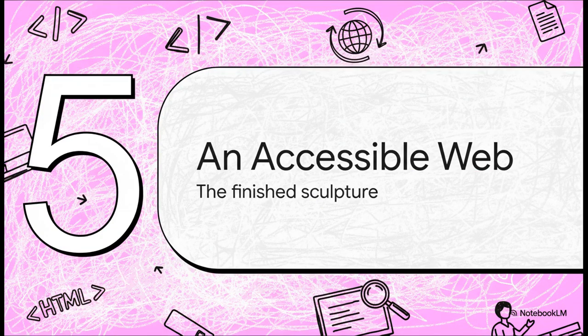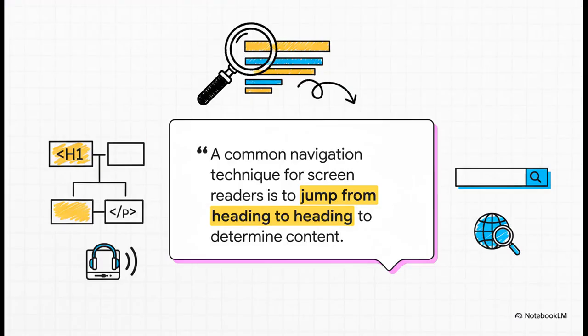So let's bring this all home. How does using all these tags correctly help us build a better, more accessible web for everyone? This quote really says it all. Remember what we said about headings? When a person using a screen reader lands on your page, they're not going to listen to the whole thing from top to bottom. They're going to navigate by jumping from heading to heading to get a quick summary. By using our heading tags correctly, we're not just styling text. We are providing a map of our content for them. That is what accessibility is all about.